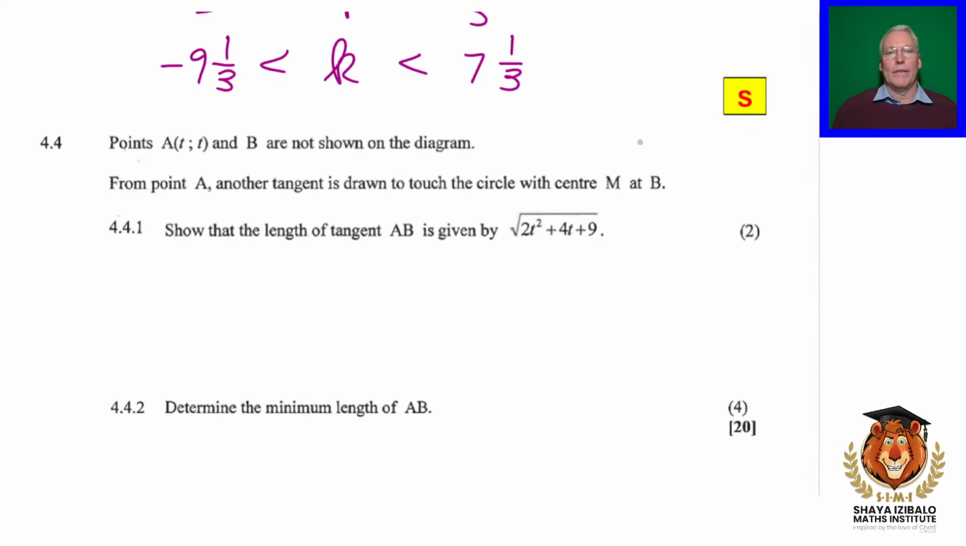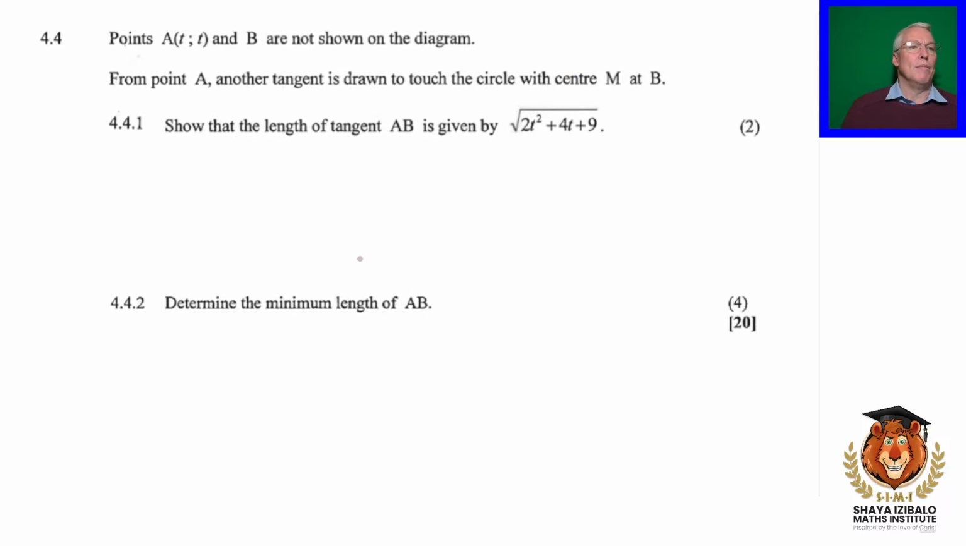Okay, now let's look at this question. And we don't actually need to refer to our diagram here. It basically talks about another point A, which has the same x and y values, and B, which are not shown on the diagram. From point A, another tangent is drawn to touch the circle with center M at B. Show that the length of the tangent is given by that.